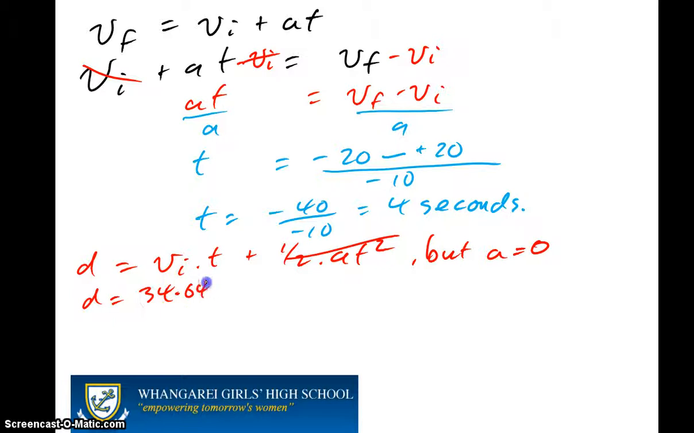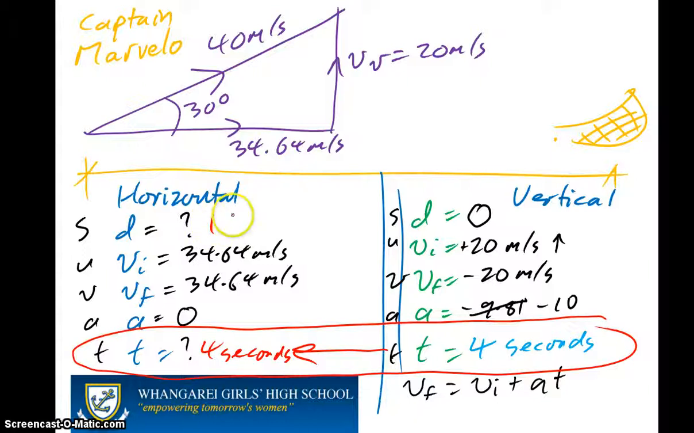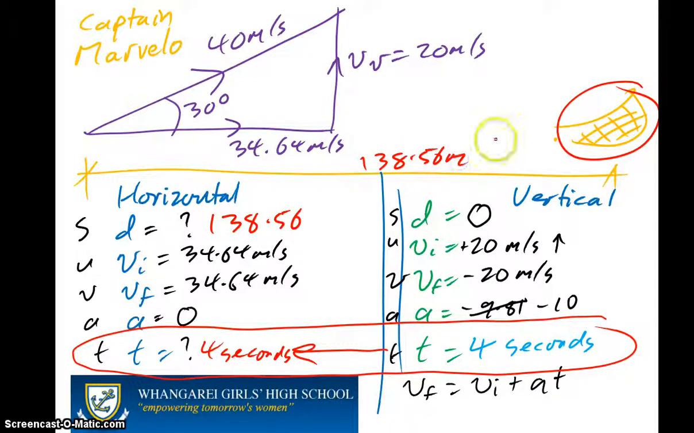34.64 times 4, and my assistant with the calculator will tell me that should be a little bit under 140, I would say. 34.64 times 4 is 138.56 meters. So Captain Marvelo needs to place this thing here, 138.56 meters from the launch point. Otherwise, he's going to get a headache.